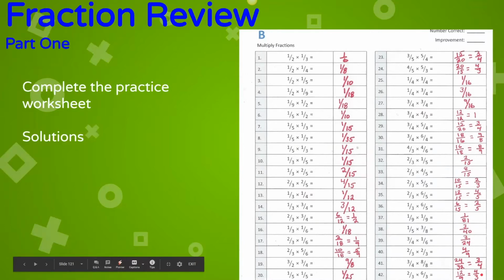And there was another one here, 18/16, the same as 9/8. If we change that to a mixed number, it would have been 1 and 1/8. So if you did it that way, that's fine. And if not, just know that you multiply numerator times numerator, denominator times denominator, and then if you can simplify, you simplify. And that's really about all it is.